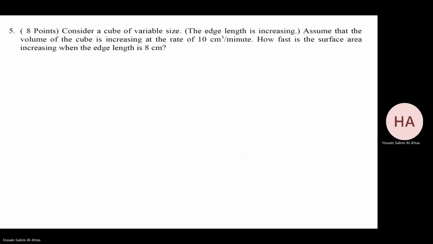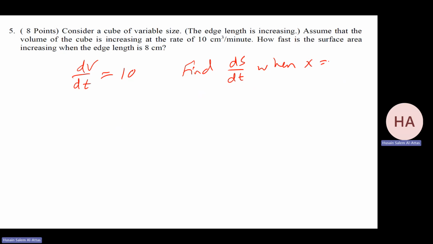Okay. Consider a cube with variable edge length that is increasing. Assume that the volume of the cube is increasing at a rate of 10. How fast is the surface area increasing? Find ds/dt when x equals 8.